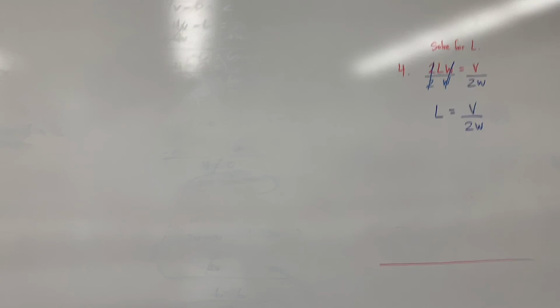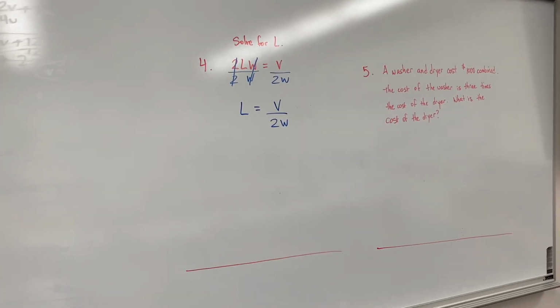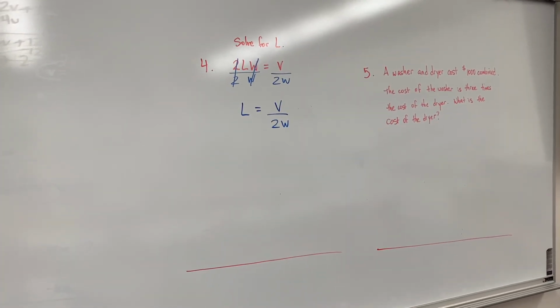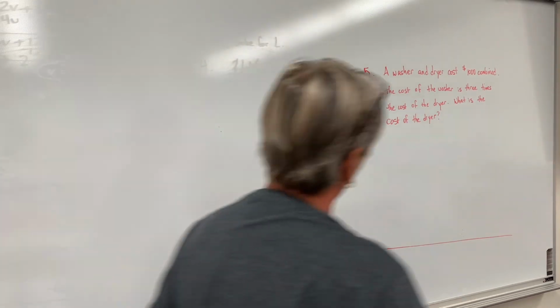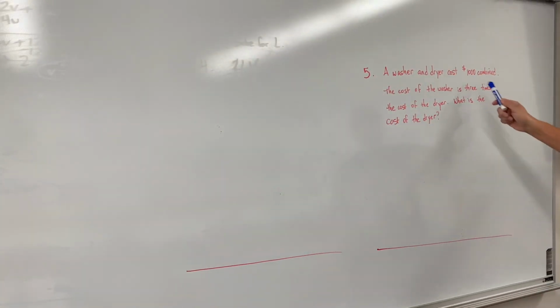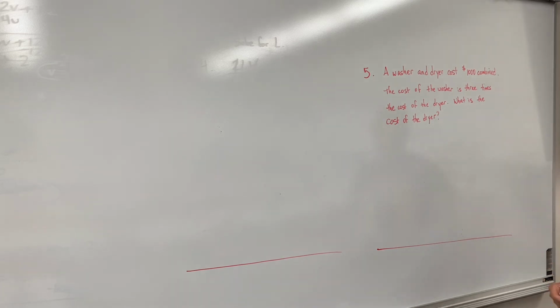All right, the last question is a story problem, and it's a little harder, I think. Hopefully you can see that. And I'll try not to block it. Okay, the question says, a washer and dryer cost $1,000 combined. The cost of the washer is 3 times the cost of the dryer. What is the cost of the dryer?